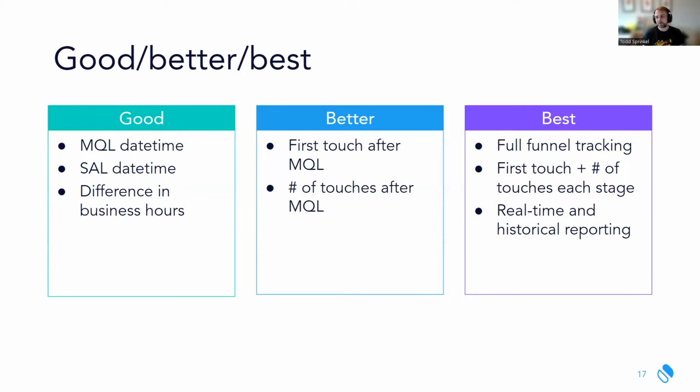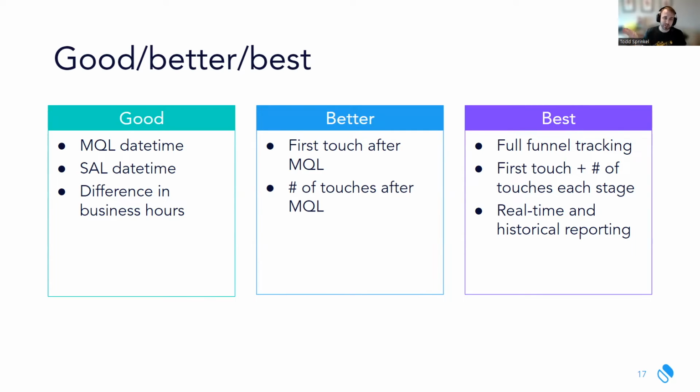So in terms of varying levels of sophistication that you might start with, the simplest thing you might start with is, what is the date time that we surfaced an MQL to our team, and what is the date time that they signaled in some way that, yes, they're going to take responsibility for it, and then calculating that difference between those two in business hours.